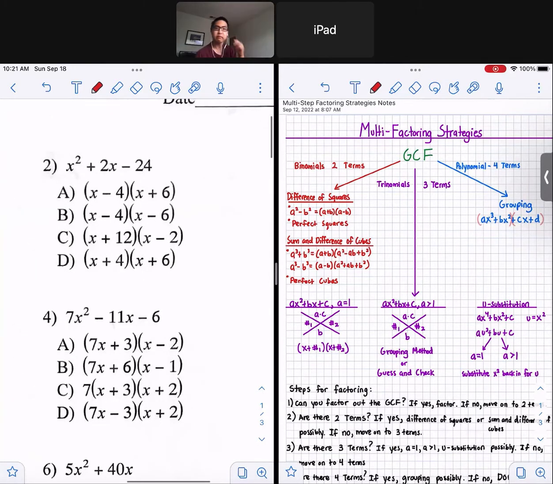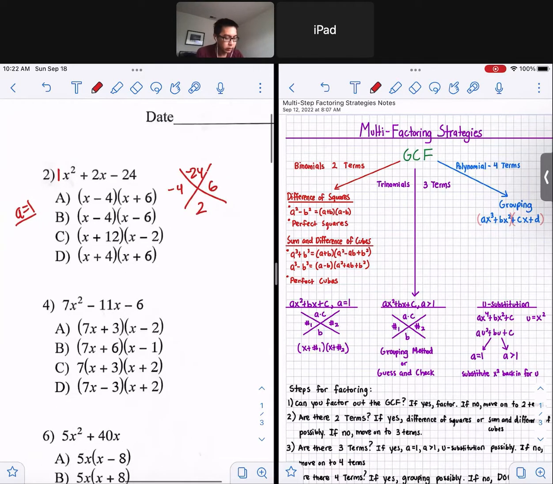Number two. Again, we cannot factor out any GCF, so we look at how many terms there are. There are three. So again, this is a equals 1, a greater than 1, or u-sub, and this one is another a equals 1. Since a equals 1, we just do our X method and use the two side numbers to figure out what two numbers multiply to negative 24 but when added give positive 2. That's negative 4 and 6.